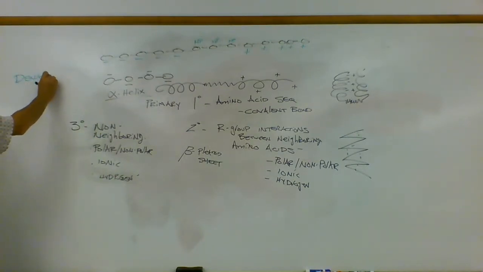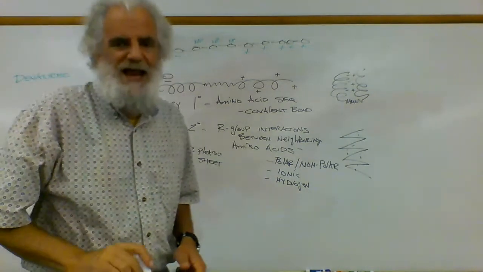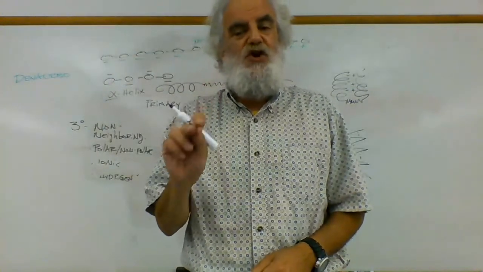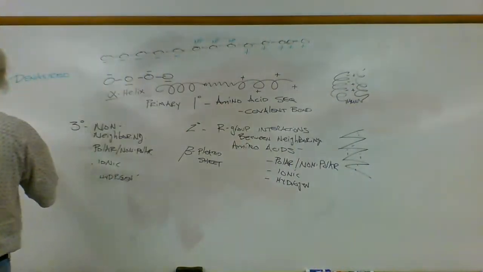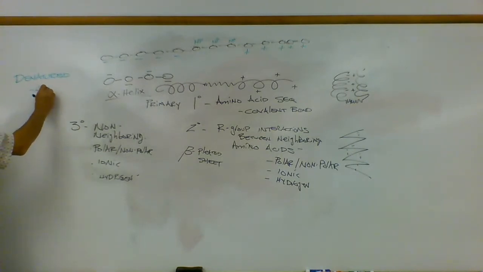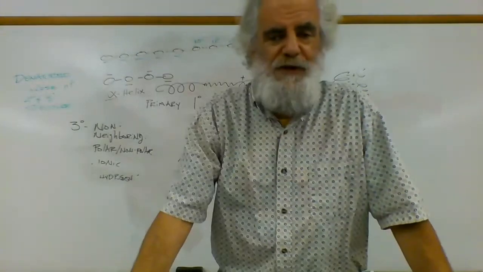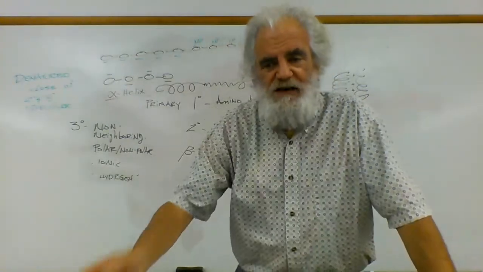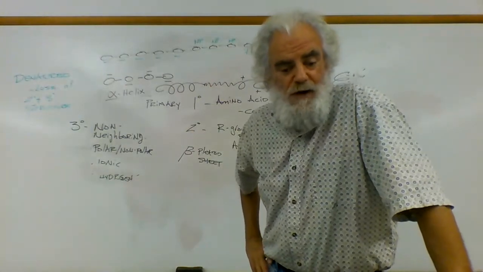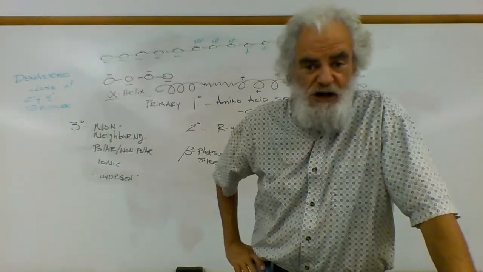So a denatured protein is one that has lost its secondary and tertiary structure. A loss of secondary and tertiary structure. And protein denaturation happens actually at a very slight level during a fever. Protein denaturation happens, of course, when you're cooking foods.